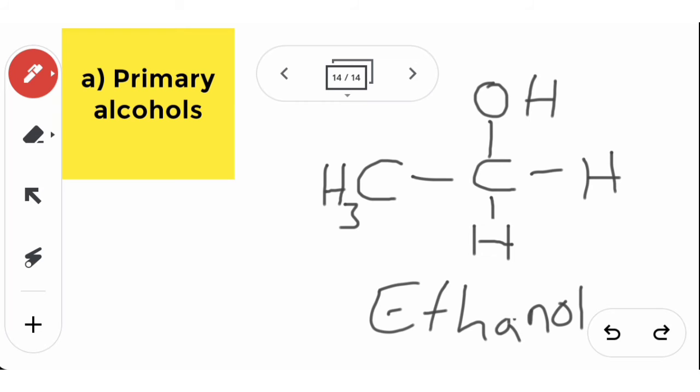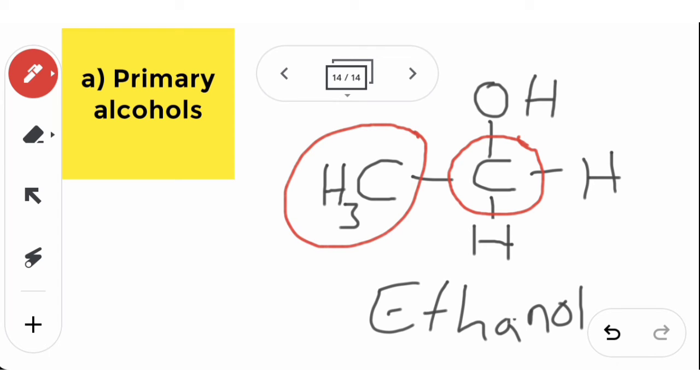This particular alcohol is called ethanol. If we look at the alpha carbon of this alcohol, the alpha carbon is right here. This carbon is bonded to the functional group. So this is going to tell us whether this particular alcohol is primary, secondary, or tertiary. Now, when you look at this alpha carbon, we can see that it is only connected to one carbon atom, or in other words, it is connected to only one alkyl group. Therefore, this particular alcohol qualifies to be classified under primary alcohols.